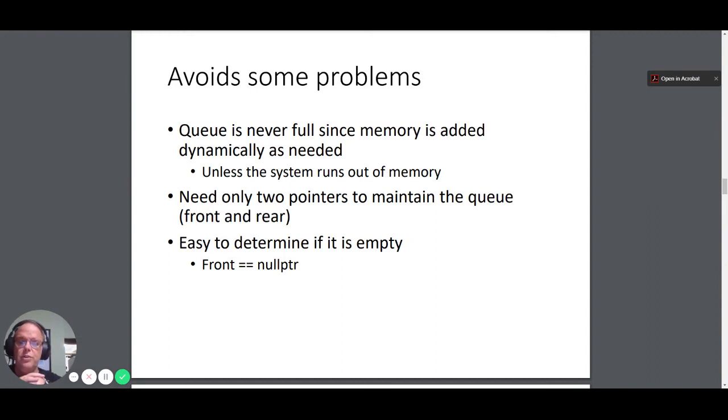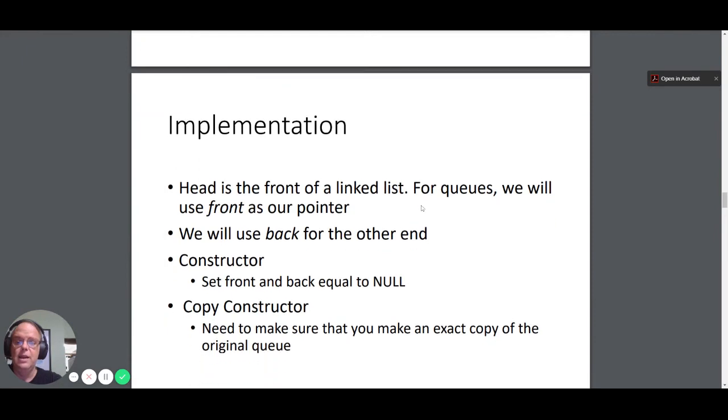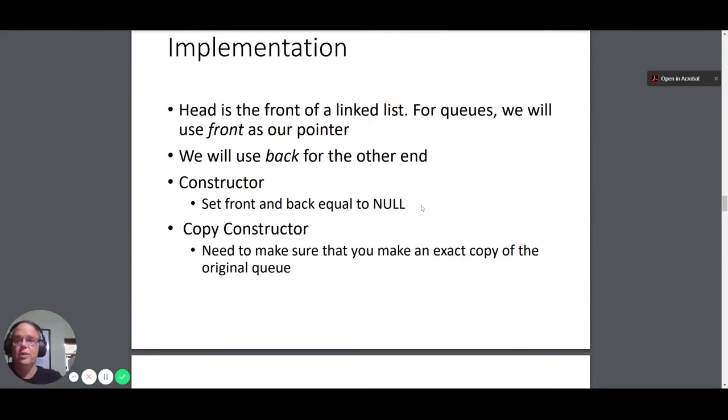We need only 2 pointers to maintain the queue, the front and the rear, and it's easy to determine if the queue is empty. In fact, this is the initialization condition: front is equal to null pointer. So head is the front of a linked list, and for queues, we're going to use front as our pointer. We use back to indicate the other end where we're doing the insertions. The constructor is basically set front and back both equal to null.